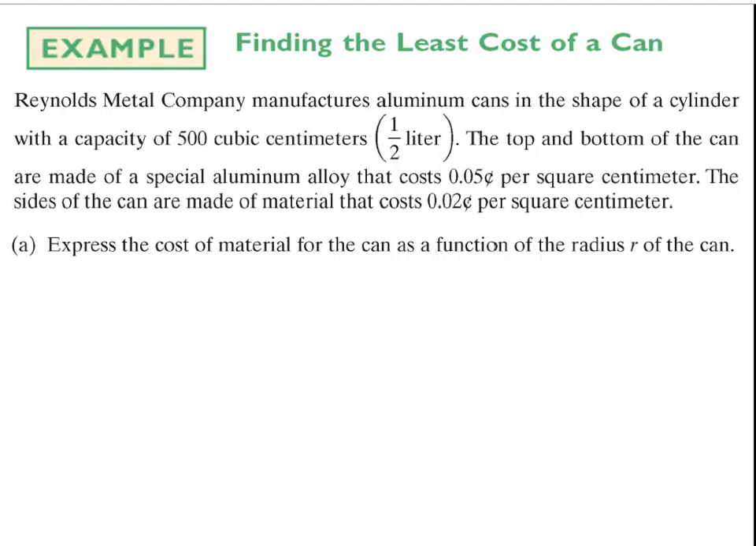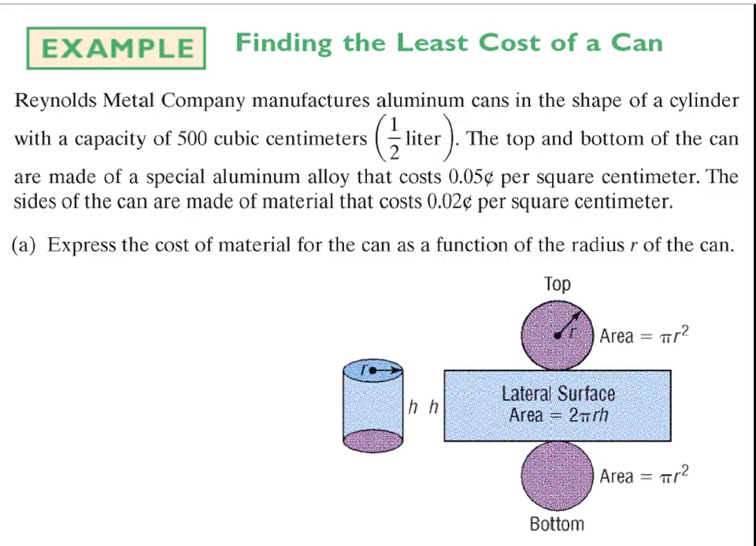So if we look at our can for a moment, we have a right circular cylinder. In essence, the top and the bottom are circles. So here's the top. The circle has an area of pi r squared. And here's the bottom, pi r squared as well.